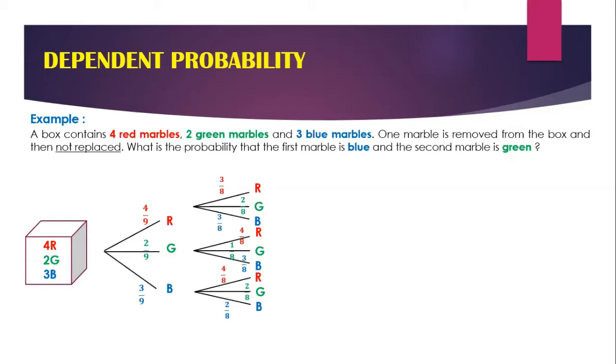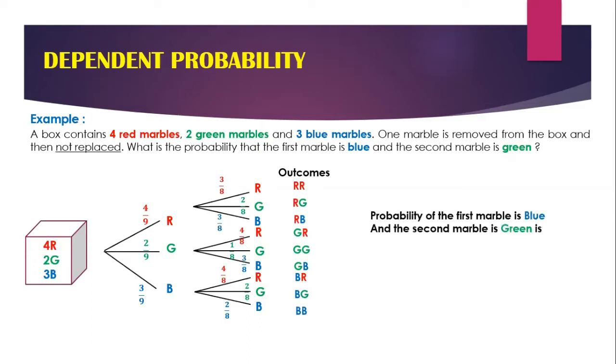Students, one marble is removed from the box and then replaced. So the outcomes are red red, red green, red blue, green red, green green, green blue, and blue red, blue green, and blue blue. What is the probability that the first marble is blue and the second marble is green? Students, what is it? This case is not replaced.